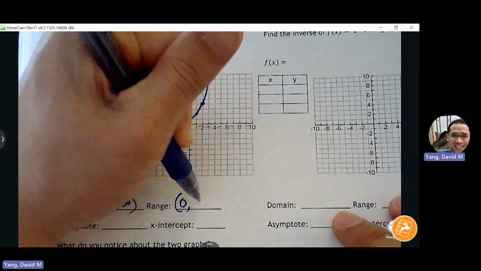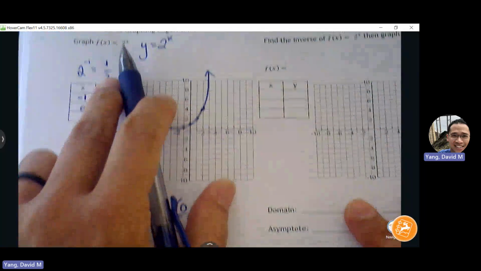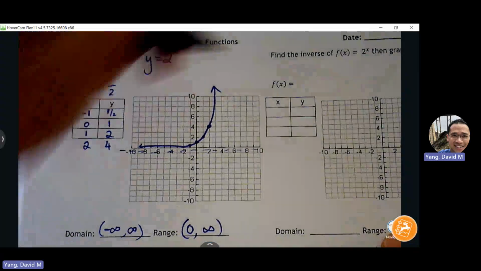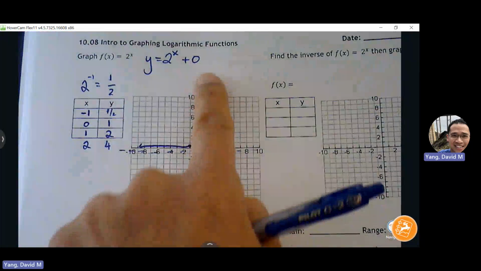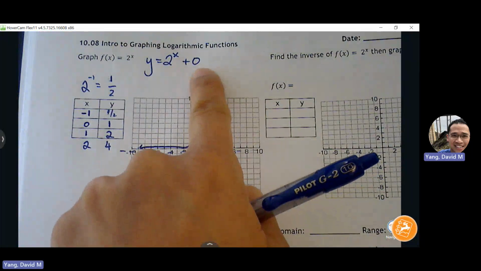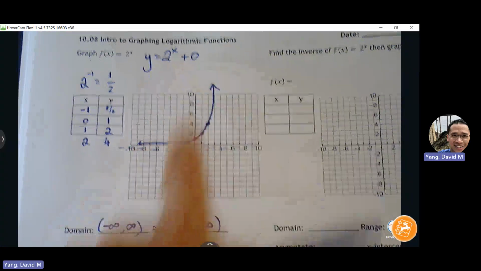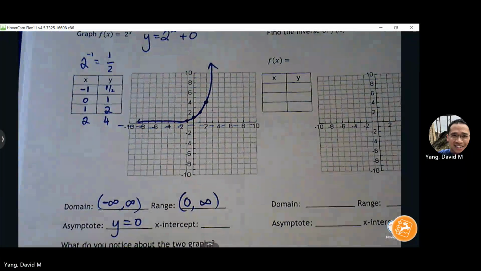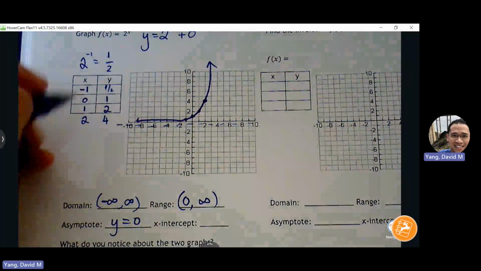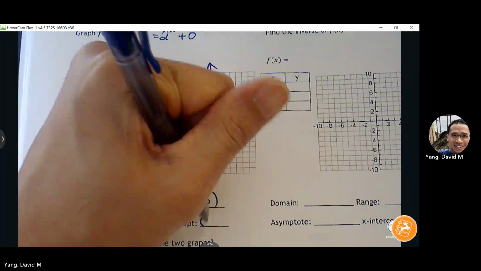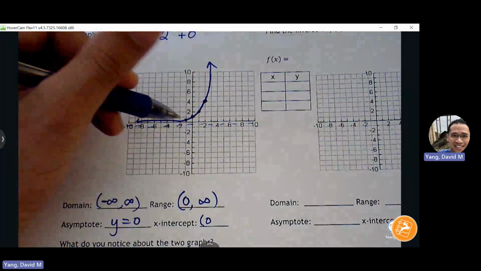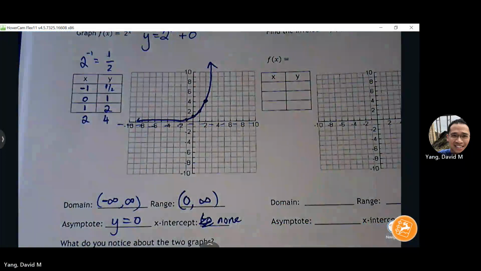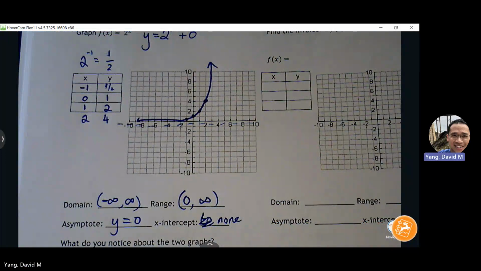Could the asymptote ever move up, like to 1 or 2? It could, but it will have to be a transformation. It will be 2 to the x plus 1, where that asymptote gets shifted up. So you can think of it this way: whatever number comes after your exponential function is your asymptote. So in this case, plus 0, because there's nothing there. So that's where your asymptote is. So here my asymptote is y equals 0. And then your x-intercept is... I'm sorry, actually there is no x-intercept, right? None. The graph will never touch the x-axis.